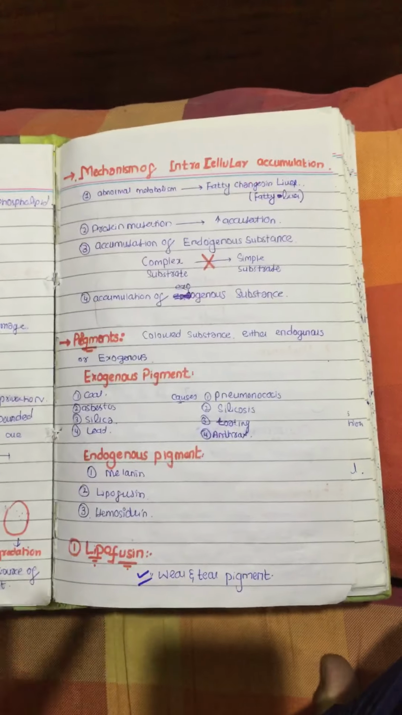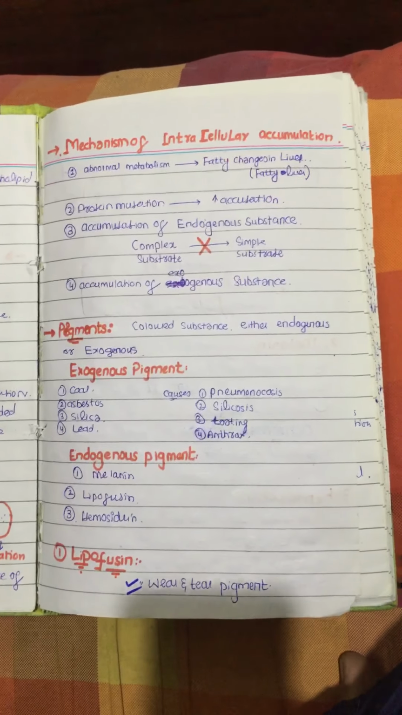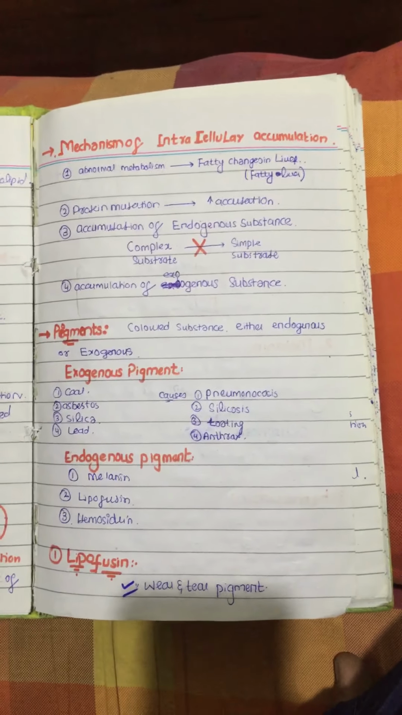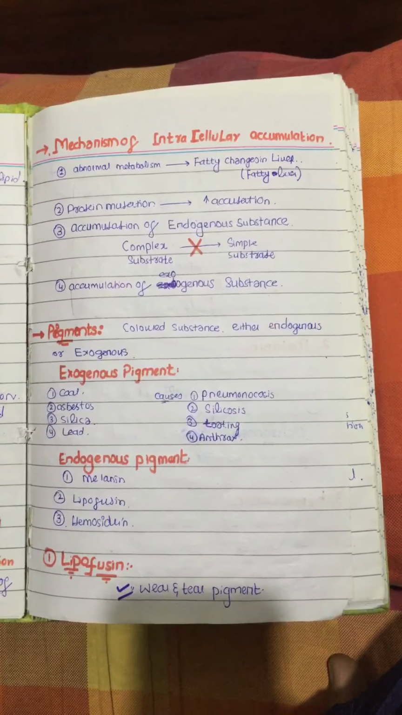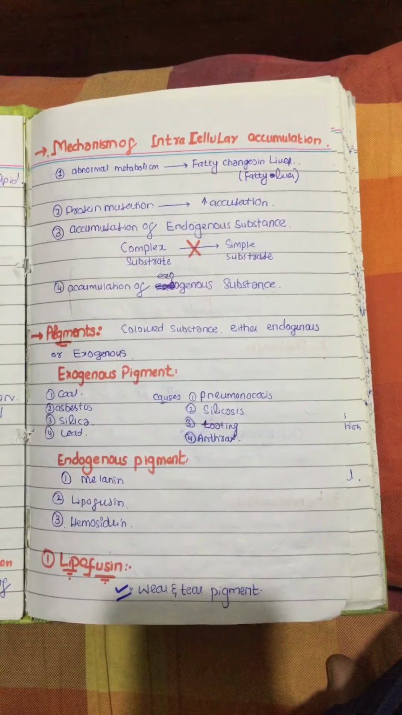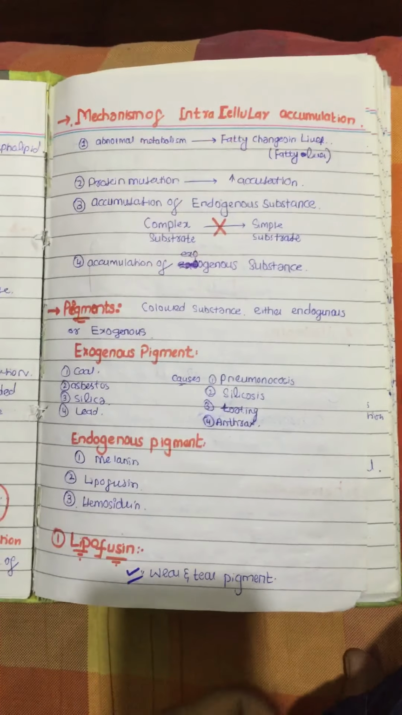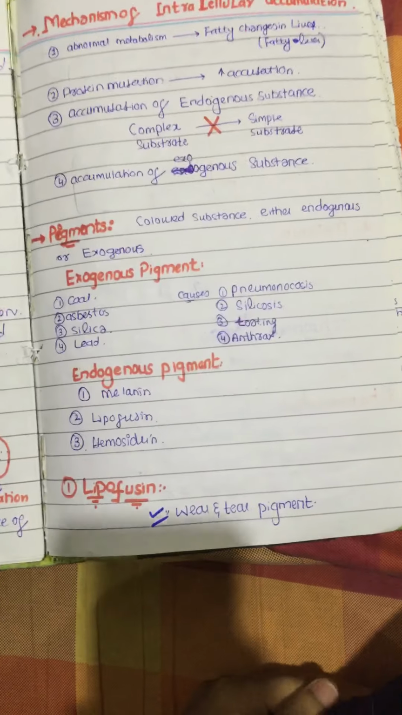So we did four things. First we did abnormal metabolism, second we did the mutation, like the protein mutation, third we did the exogenous substances accumulation, and fourth we did the endogenous substances accumulation. Now we are going to do the pigments.